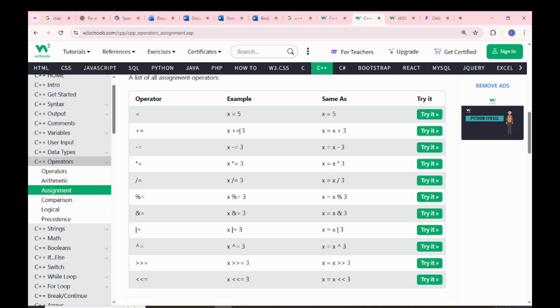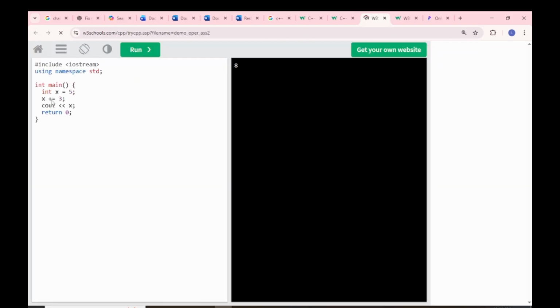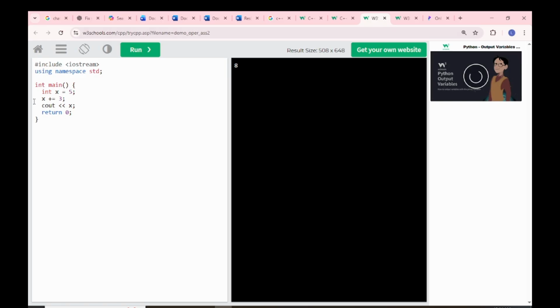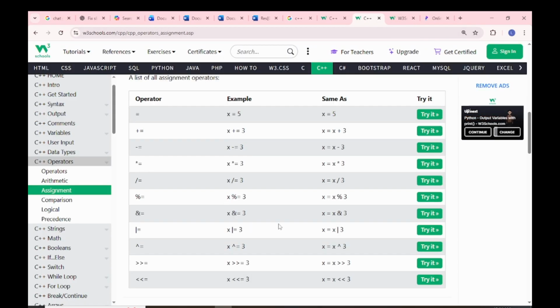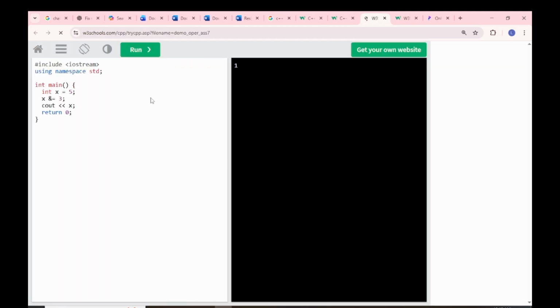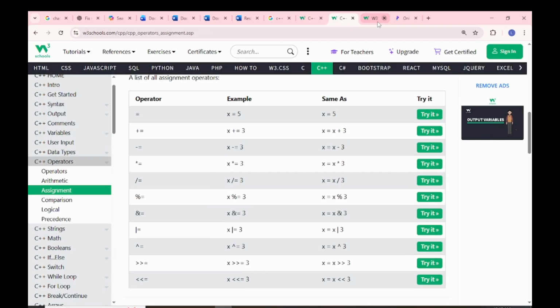This is assignment. You see here x plus 5. So that means 5 plus 3, 8 would be here. Into division, modulus, x percent equal to, okay, let's try.